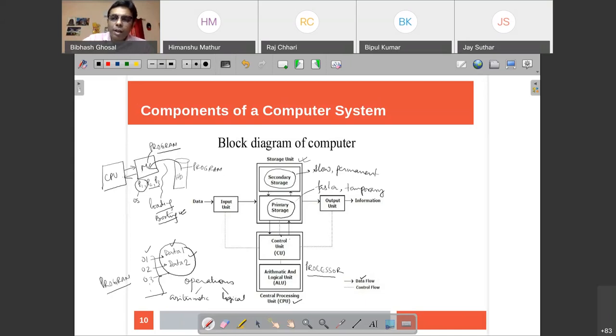Similarly, after the processing has been done, there may be data which gets generated. That data will also be provided back to the external environment. The user wants to see that. So there is again an interface through which this will be passed on, and this is called the output unit. So the output unit is the interface through which the data generated after processing will be sent to the external world. Okay.